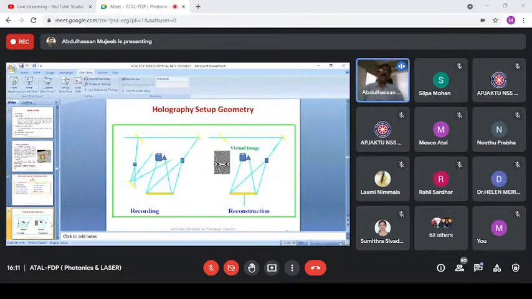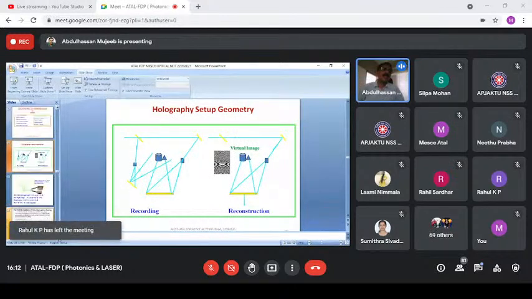See, this is a holography setup, as I told you earlier, regarding recording and reconstruction. In the recording process, what you are getting is a fringe pattern, not the object directly, but a fringe pattern. Only at the reconstruction stage will you get the actual object. So in this case, what is the technique used in non-destructive testing?